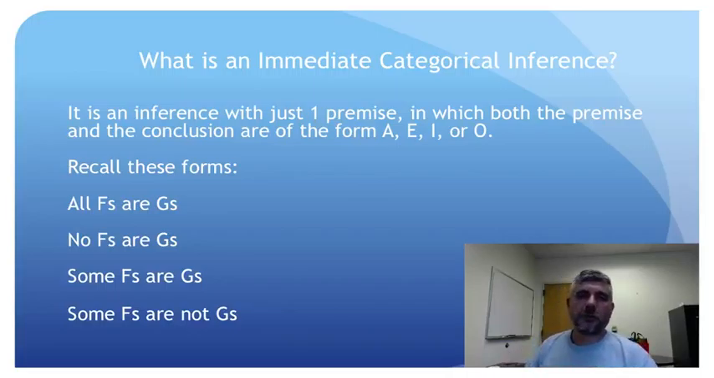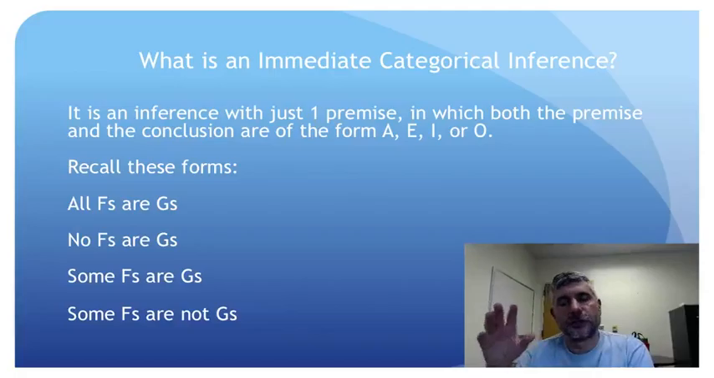Now, these are very simple inferences, but we're going to study them today because we're going to see how we can use Venn diagrams to show that some of these inferences are valid and others aren't. Before we do that, let me say something about the kinds of propositions that are involved in these inferences, the A, E, I, and O propositions.